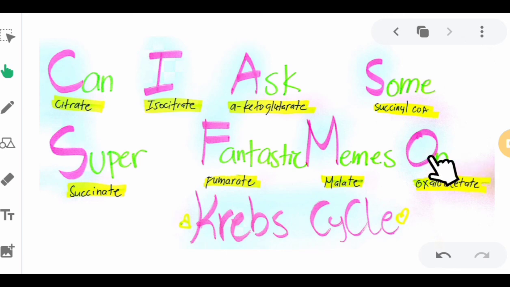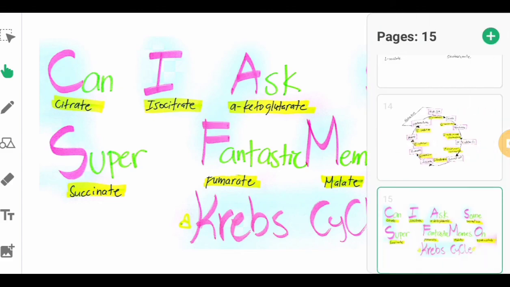This is the step 8 here. So, you can make mnemonics for you to understand better the end products or for you to be familiarized with the end products of the Krebs cycle. So, that is all for the Krebs cycle.